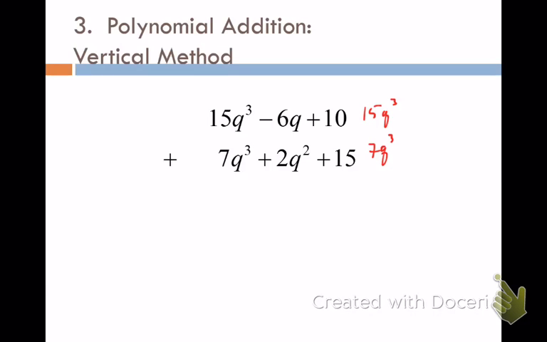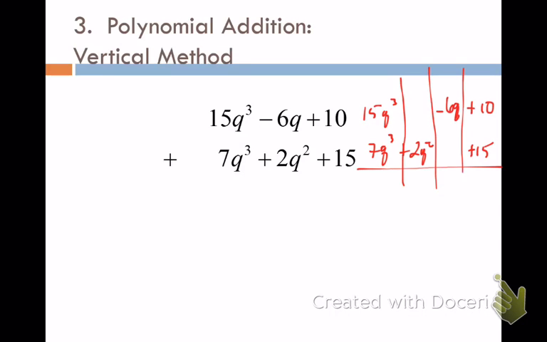The next degree down will be a degree 2, and the bottom guy has a degree 2, but the top guy doesn't. So you could leave a space here and make this your degree 2 column. Then your next is degree 1, and the top guy has a degree 1, negative 6q. The bottom guy doesn't, so I can leave a space for the degree 1 in the bottom, and then bring over the two degree 0's. And now just add your columns. So this would become 22q to the third plus 2q squared minus 6q plus 25.